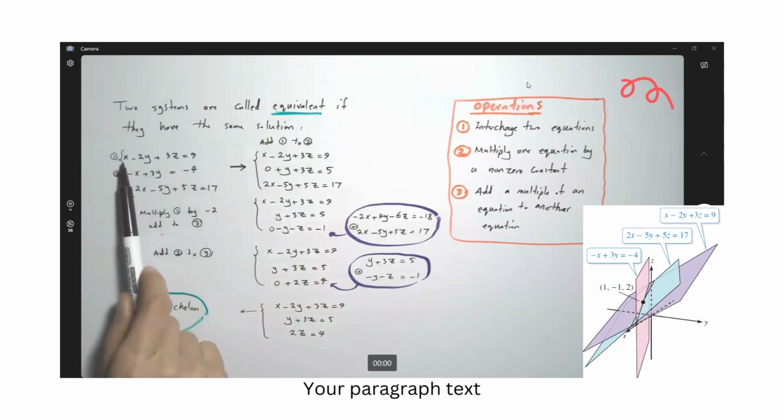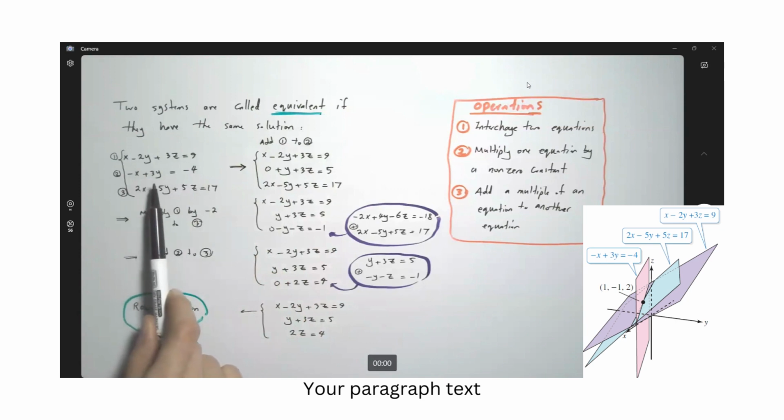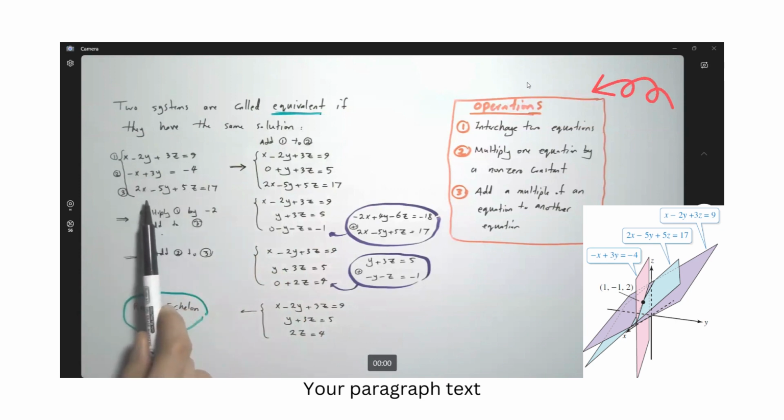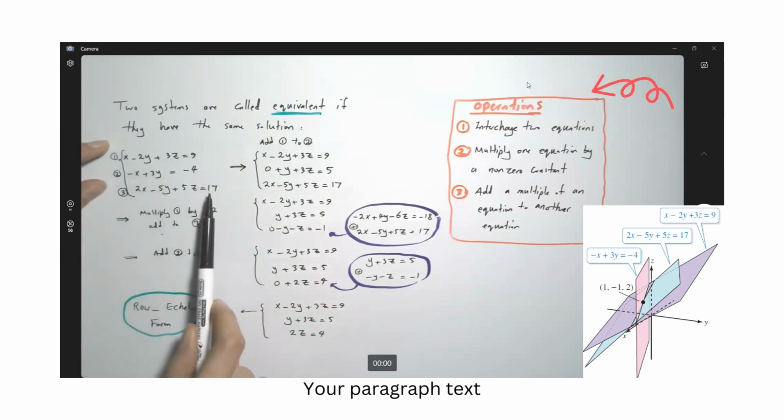The very first equation is x minus 2y plus 3z equals 9. The second equation is negative x plus 3y equals negative 4. And the third equation is 2x minus 5y plus 5z equals 17. We want to convert this ugly looking system into a nicer system, which is written in row echelon form.